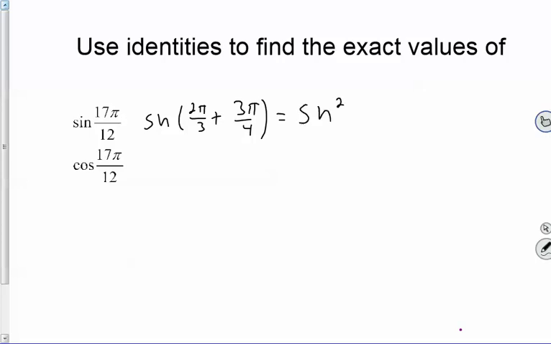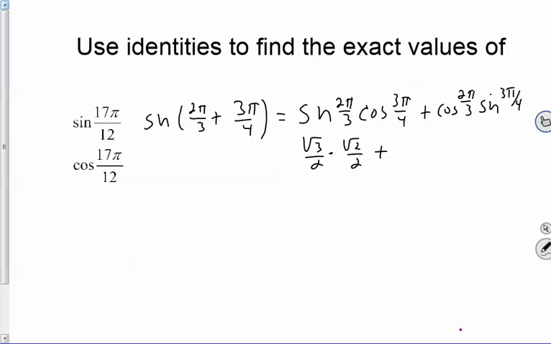So sine of the first angle, which is 2 pi over 3, times the cosine of the second angle, which is 3 pi over 4, plus the cosine of 2 pi over 3 times the sine of 3 pi over 4. So what is the sine of 2 pi over 3? I believe that's radical 3 over 2. And what is the cosine of 3 pi over 4? I believe that is radical 2 over 2.